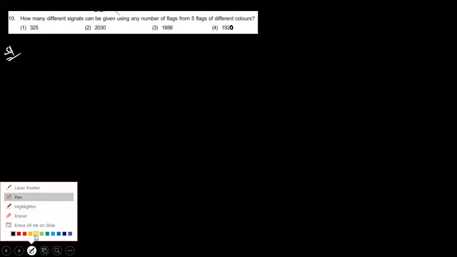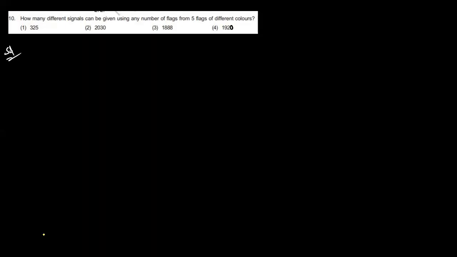How many flags are there? There are 5. This is the case. The last option is 1920. Anyone? What is the case? 5 flags means what here? The idea is, suppose how many different signals can be given using any number of flags from 5 flags of different colors.